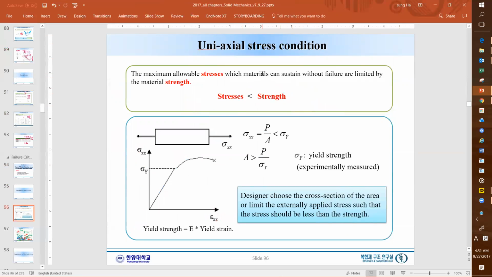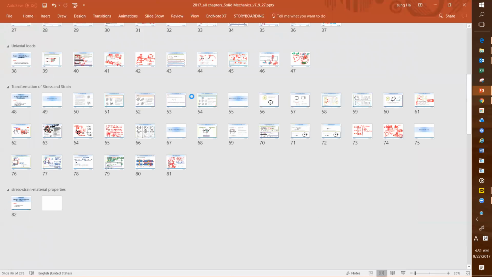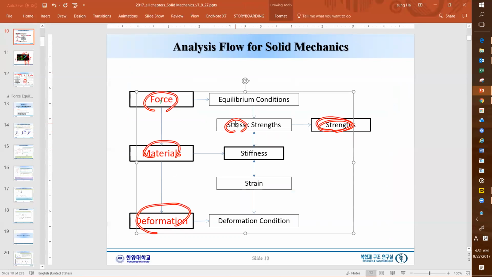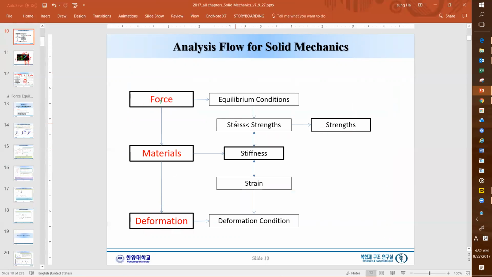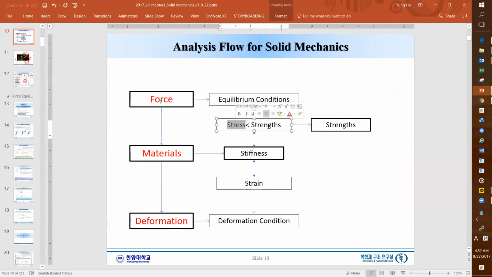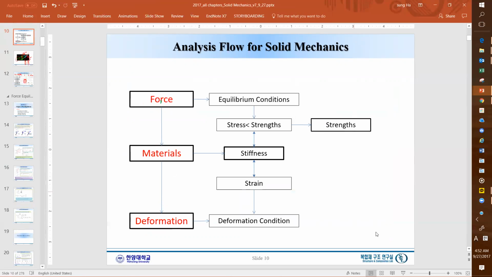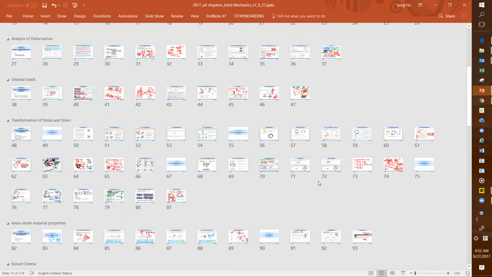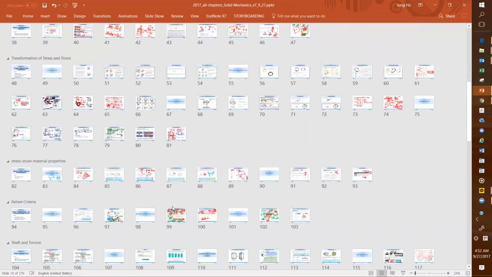And this is another material property. As a material property, we have a stiffness and strength. As you know, we emphasize many times that once we calculate the stress, it should be less than the strength. Otherwise, the material will fail or break. So that's why we need to compare with the strength, to see whether the material will fail or not.